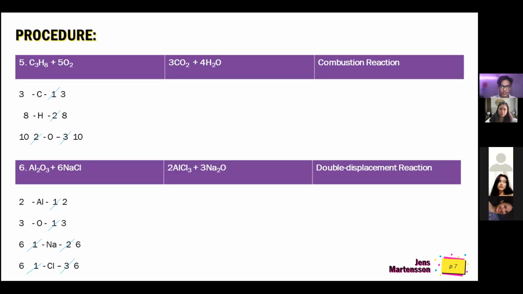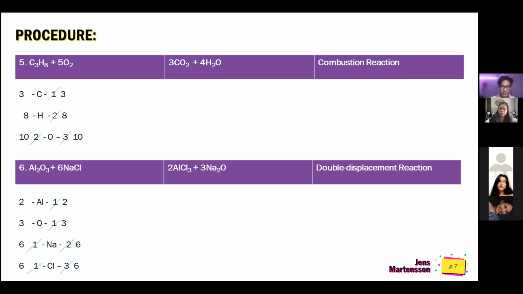Sa H, merong 8 na H sa kabila. Pero sa kabila, it's 1 lang. So, gilagyan natin siya ng 4. Hindi kasi ako makasulat. So, gilagyan natin ng 4 sa tabi ay sa gilid ng H. 4 times 2, yung sa subscript is 8. So, equal na yung H. Ngayon, sa oxygen, sa kabila, 5 times 2, may 10 na oxygen sa kabila.